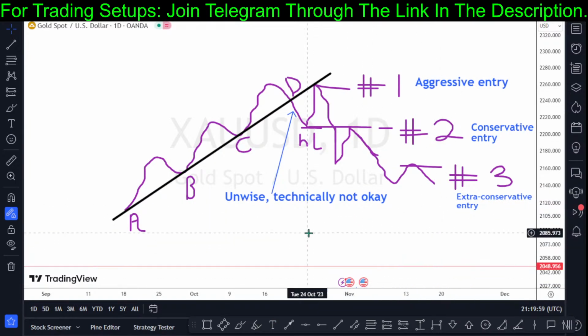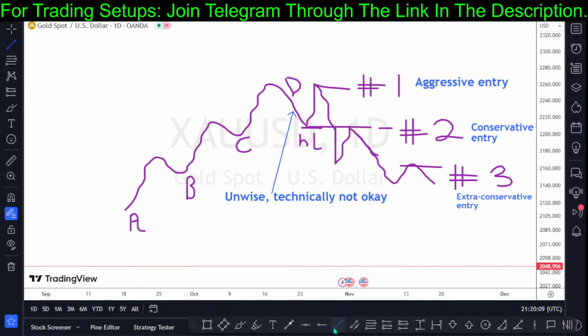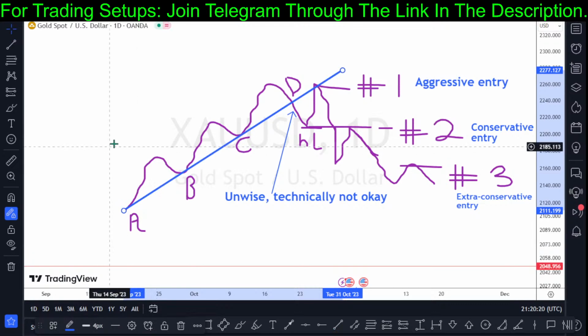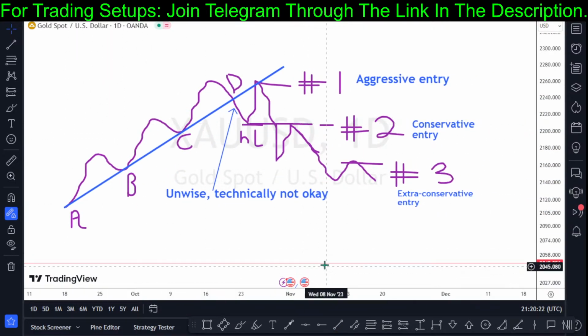So this is how you make entries on trend line. So I'm gonna put our trend line right here. Let's make this trend line bold, right? So right here you can see how we make entry based on trend line breakout. So this is how you trade. So when you make your first entry at the point D, it's unwise, technically not okay.